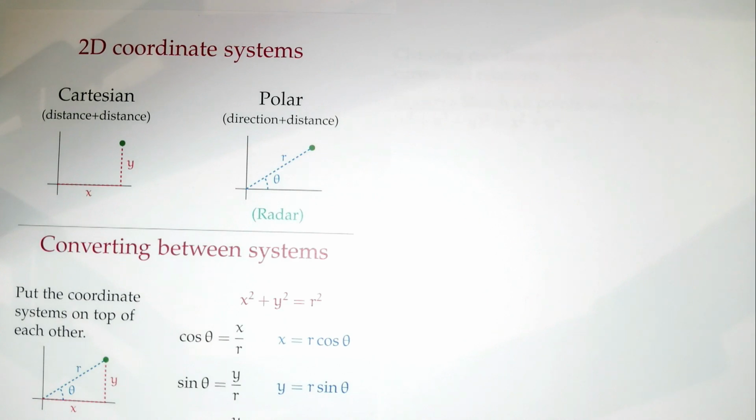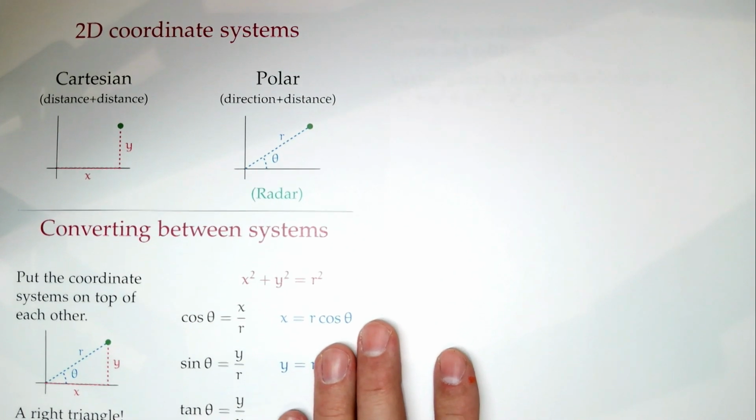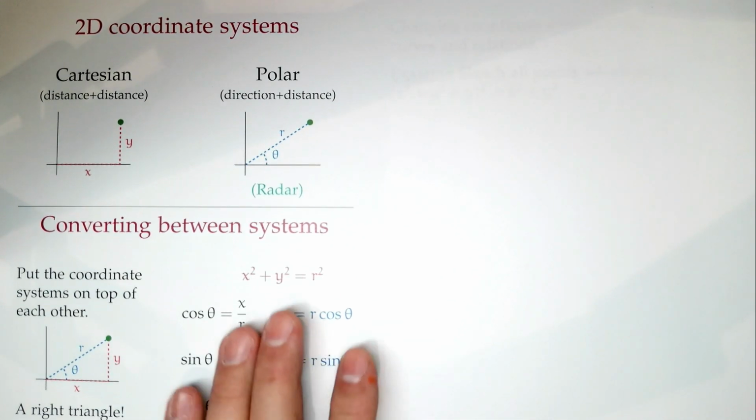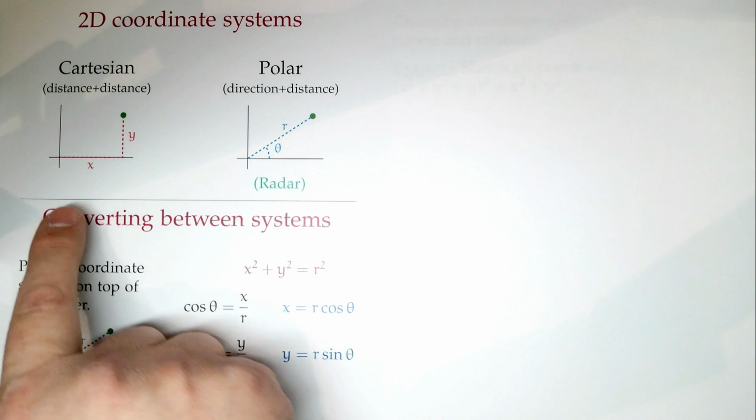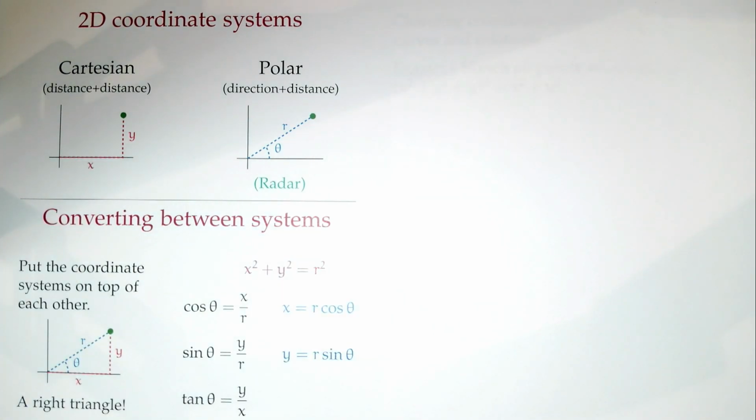So Cartesian, the way it works is it measures everything in terms of distances. So in particular, when we're talking about a Cartesian coordinate system, we have a pair of distances. Usually we say x and y. So it's a distance we move in a direction we call the x direction, plus a distance we move in a direction we call the y direction, and that gives us our location.